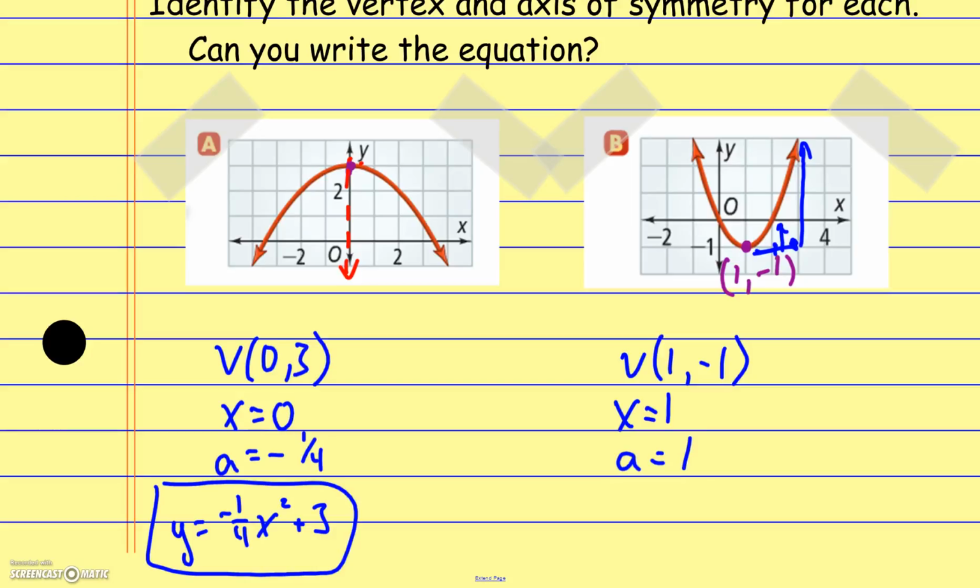So again, we're following the same pattern that we followed when we talked about absolute value equations. And so this one, it's y equals a, which is the 1. I don't even need to write it. (x minus h), which is 1, squared, plus k, which is the negative 1. And that's it. So I can see how the vertex and the a value not only give me the graph, but work in correspondence with the equation as well. All right?